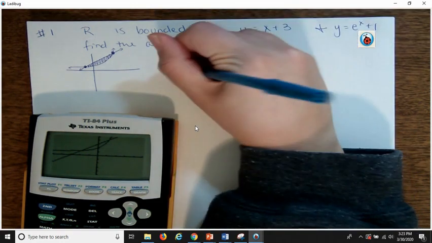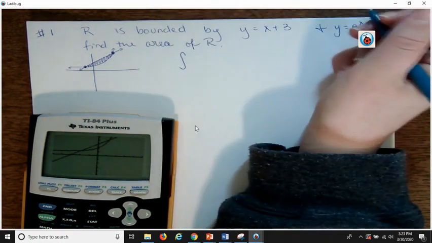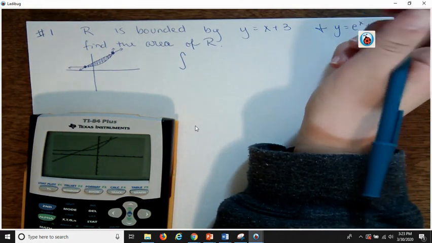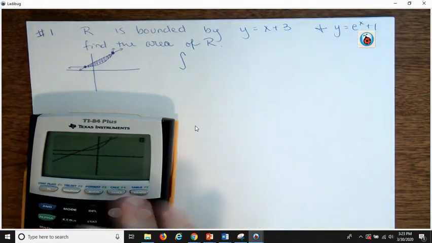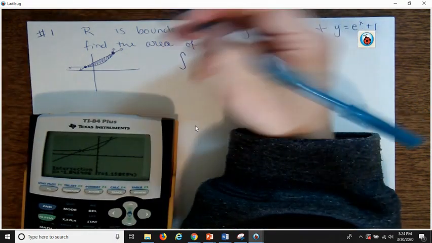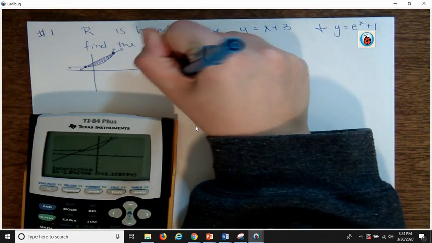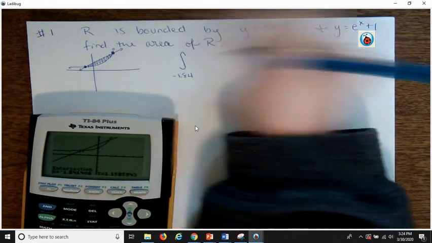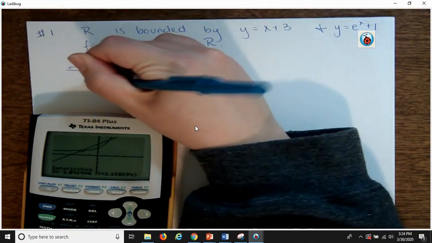Okay, so we need to figure out what those limits of integration are actually going to be. So I'm going to do second trace, go down to intersect, and I want to do first curve, second curve, and I actually want to make a pretty accurate guess because there are two intersection points here. I don't want to accidentally choose the wrong one. So my first intersection point is negative 1.84. Okay, that's this one right here.